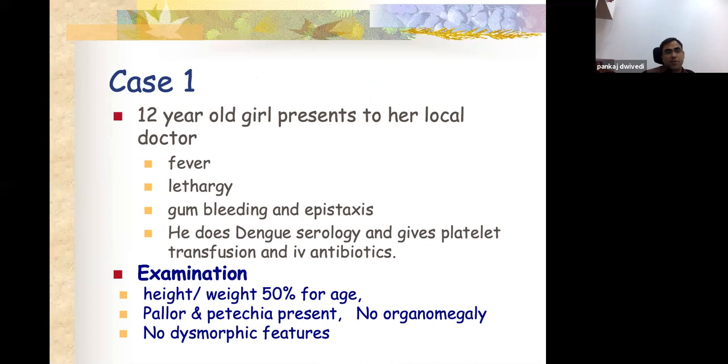Gum bleeding, that maybe platelets are low, and so he does a dengue serology and gives platelet transfusion and IV antibiotic. It's okay. Now, what is important is that when you examine, the height by weight ratio is 50% for the age, pallor and petechiae present. There is no organomegaly. If organomegaly is there, then the differential will go in another direction. No dysmorphic features. At 12 years, these genetic predisposition patients come earlier.